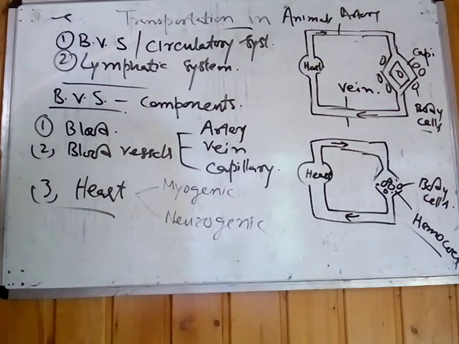And another is lymphatic system. These are the two systems inside the animal body which help the transportation of material from one body part to another body part. Now let's have our look on the blood vascular system.